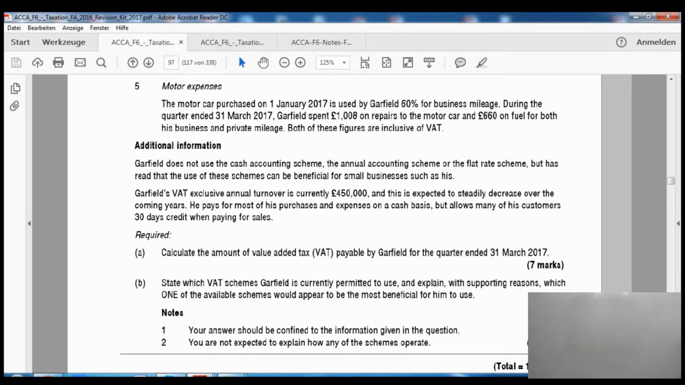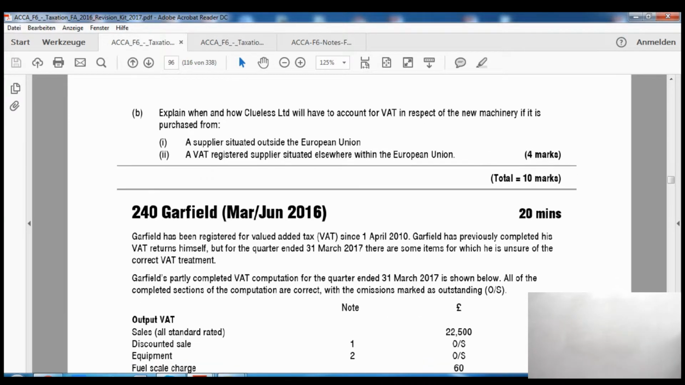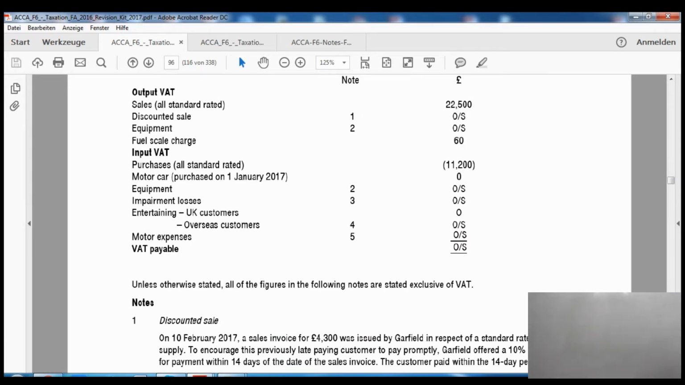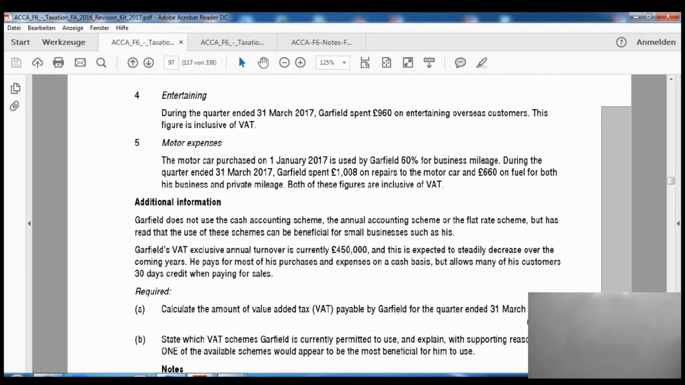Then it says £660 on fuel for both his business and private mileage. Both of these figures are inclusive of value tax, which means 20 over 120. And on the fuel, £660, on this amount as well we can recover the value tax. The reason is because it is both for business and private use, and there are no scale charges given to us, so it will be recoverable. So 1,008 plus 660 multiplied by 20 over 120, 278 is the amount which is recoverable from HMRC. So this is the amount for motor car, which we will put under the motor expense section. And the net amount, whatever it is, is going to be the VAT recoverable or VAT payable. Right? So we have done part A of this question.